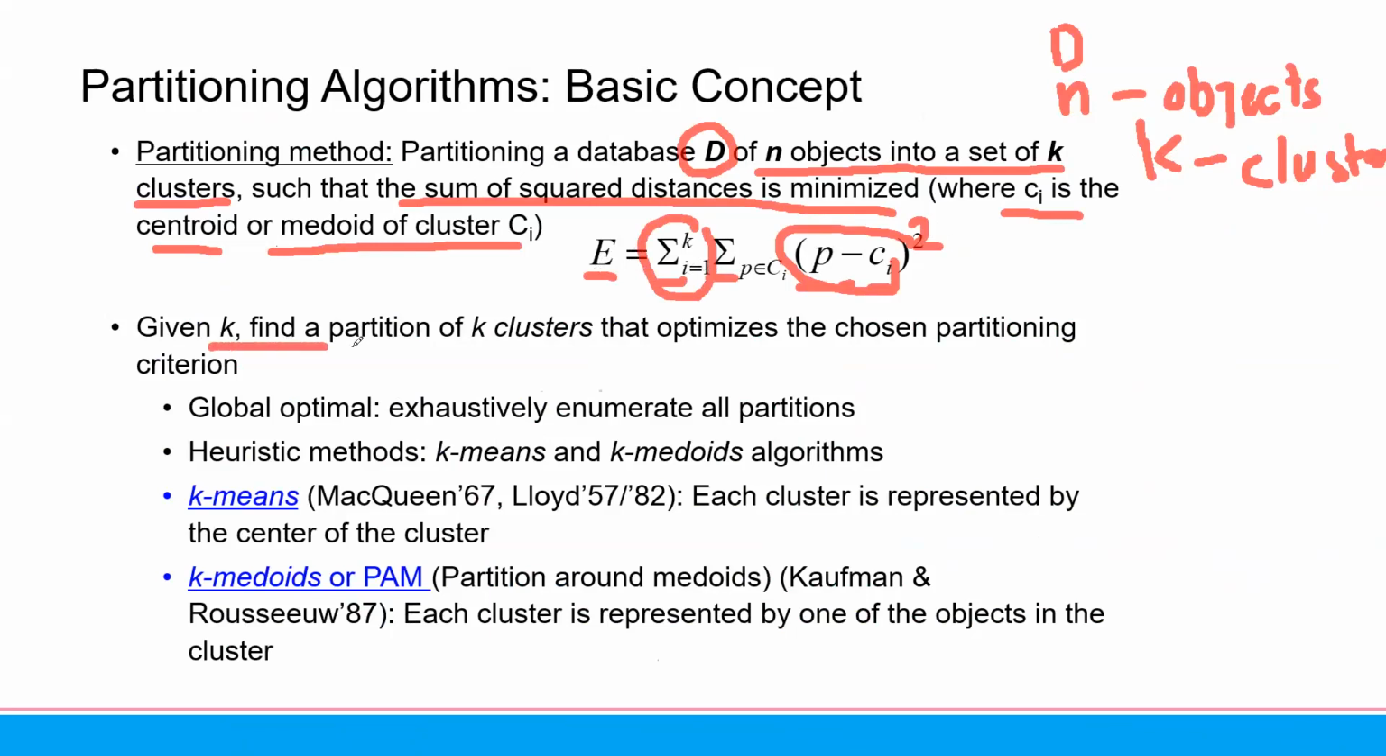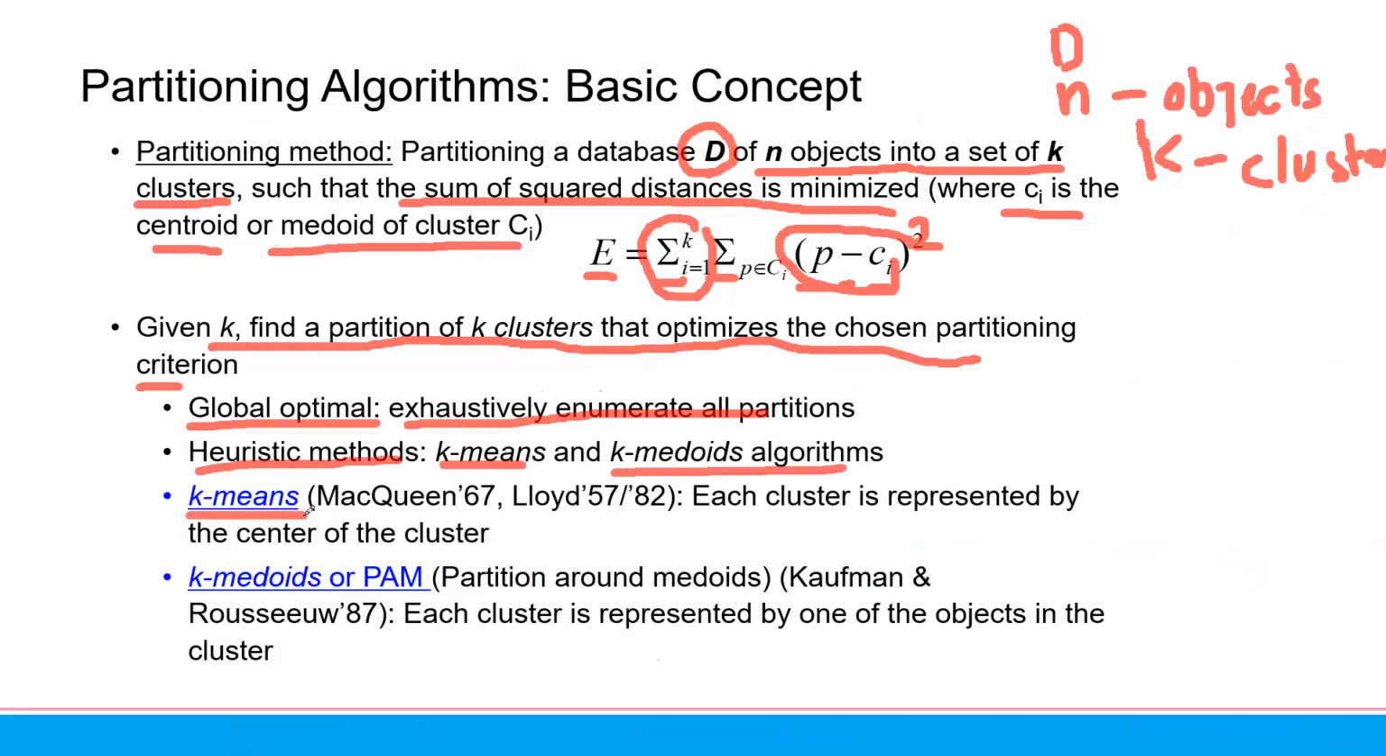Given k, find a partition of k clusters that optimizes the chosen partitioning criterion. So we have the global optimal. The global optimal means we need to enumerate all partitions, so we need to check every partition and then we can measure. So we will use heuristic methods instead of the global optimal. For the heuristic methods, we can use k-means or k-medoids.